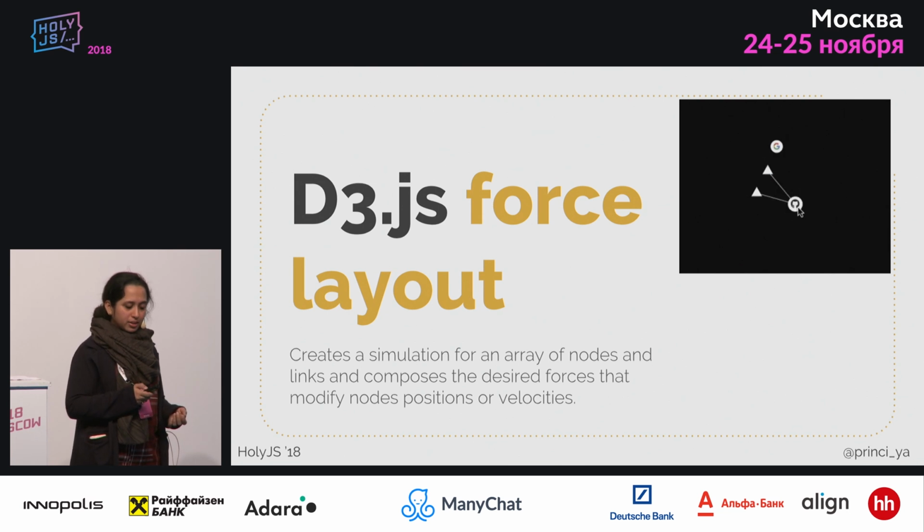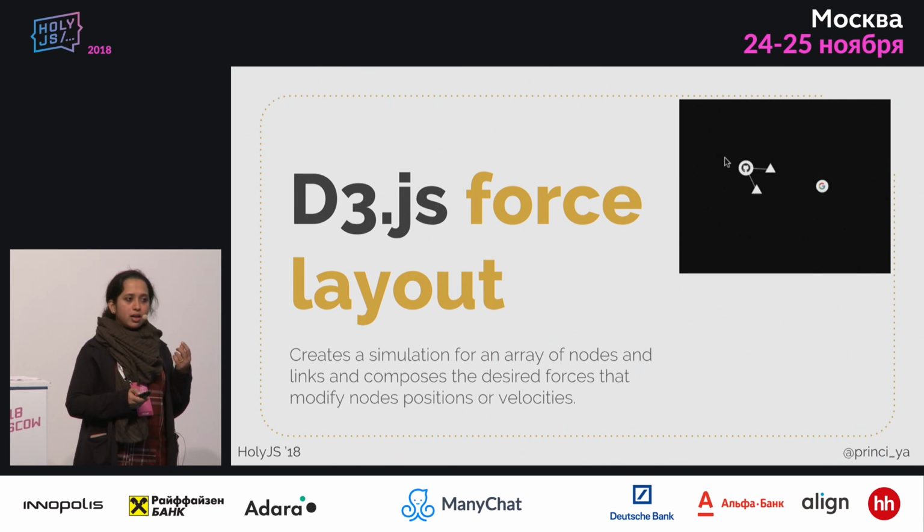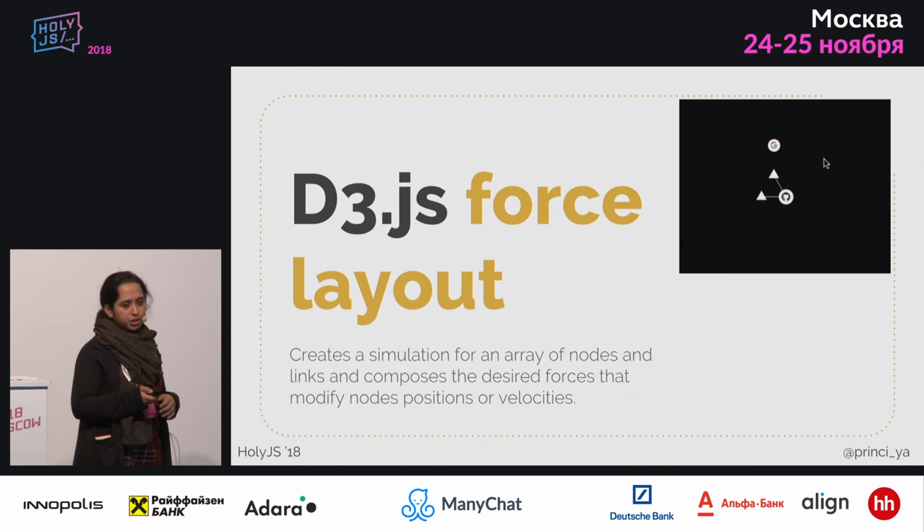The force layout algorithm creates a simulation for an array of nodes and links, and it composes the desired forces. Now, the nodes and the links are the ones given by the background script. And then the force layout algorithm gives the associated position where the graph needs to be drawn, and that's how it is transferred into a canvas.